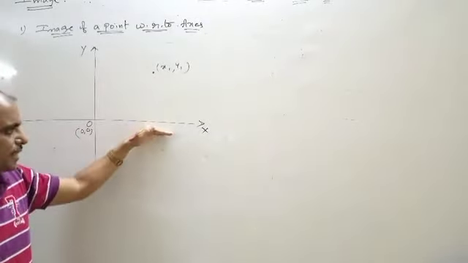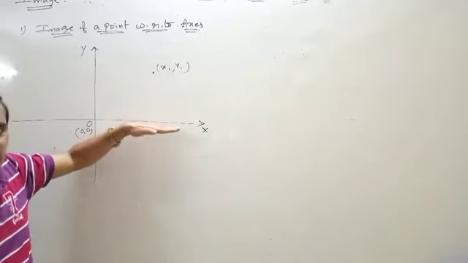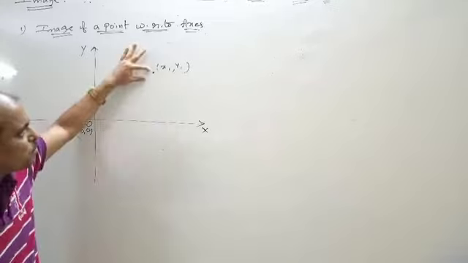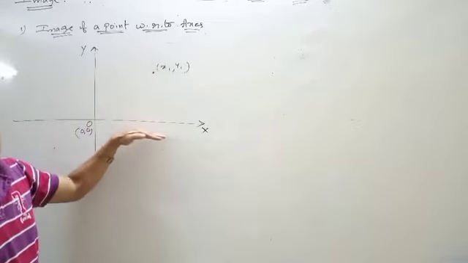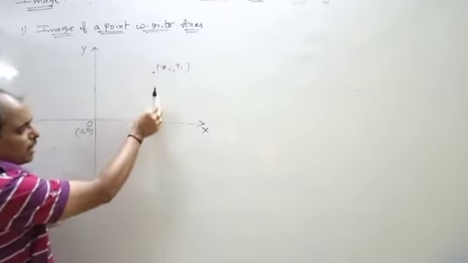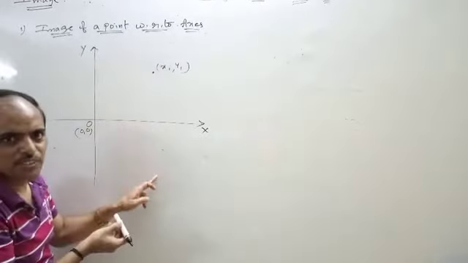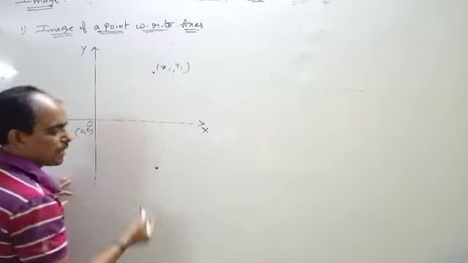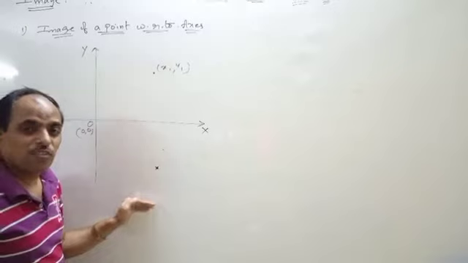First we take the x axis. It acts as a mirror. So we have to find the image of this point with respect to the x axis. The length of this will be the same, and the point will be here. That is called the image.